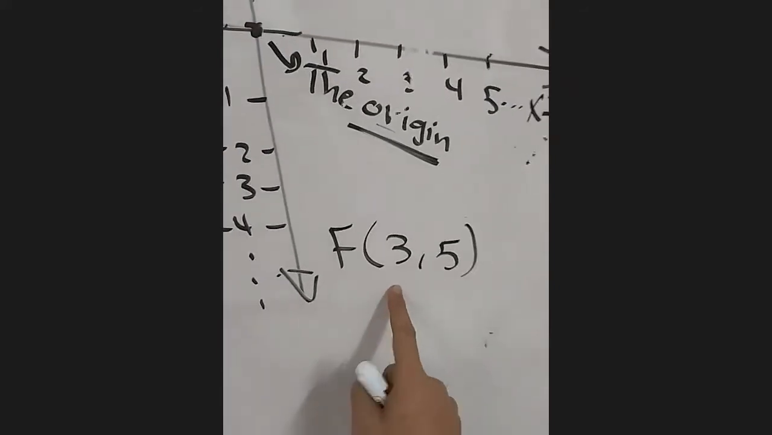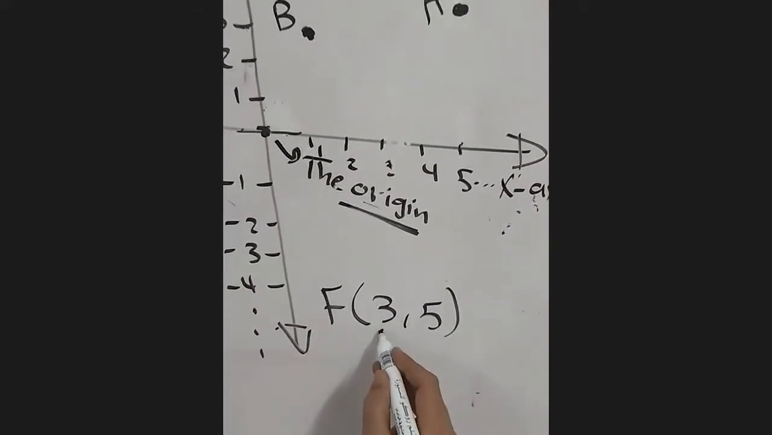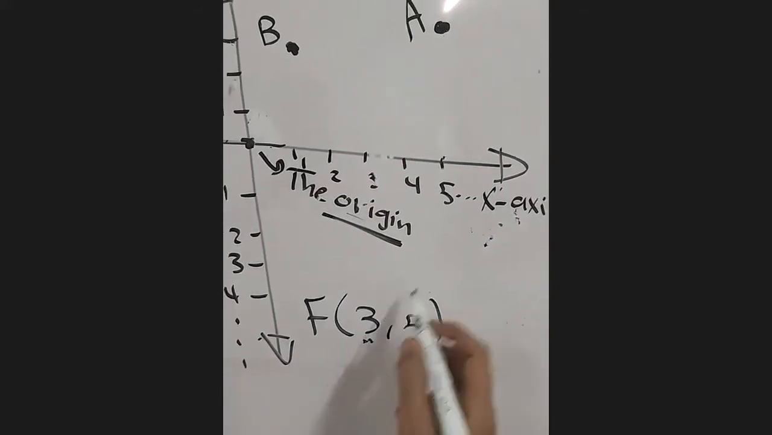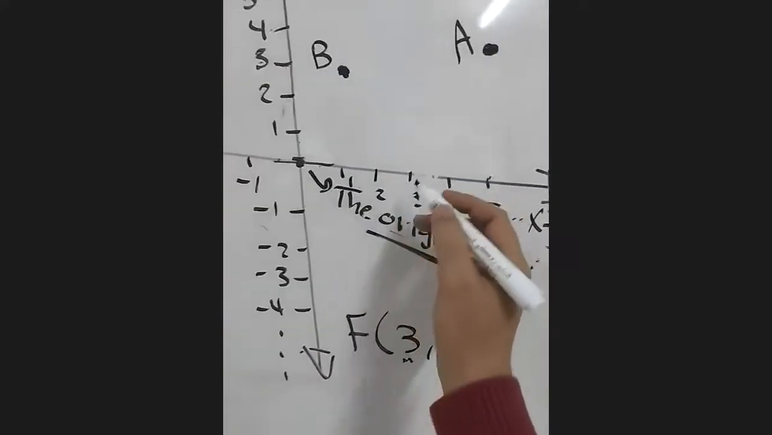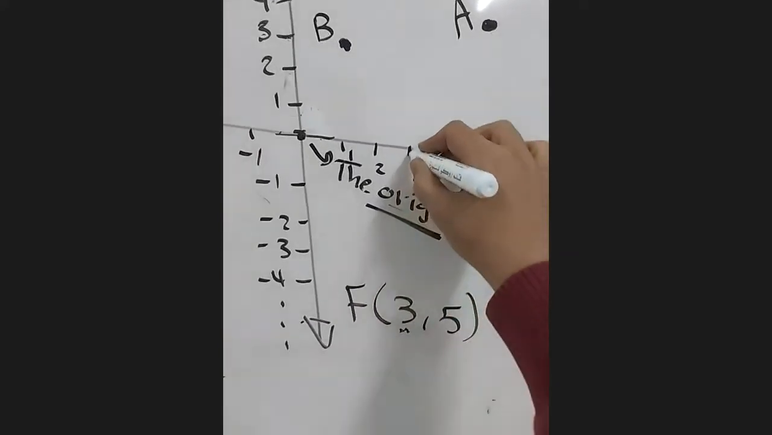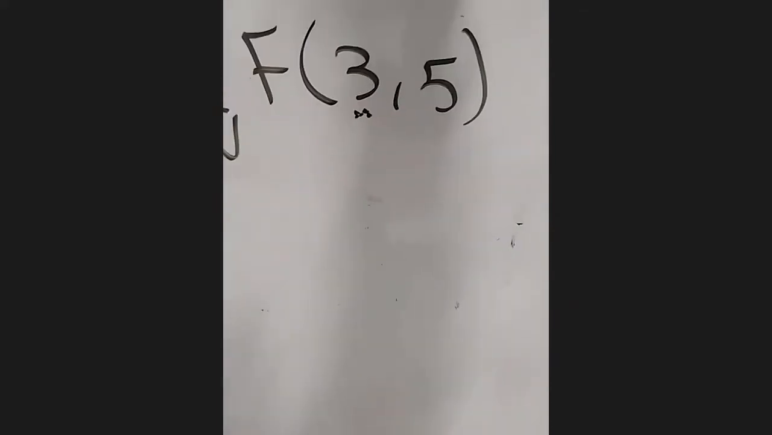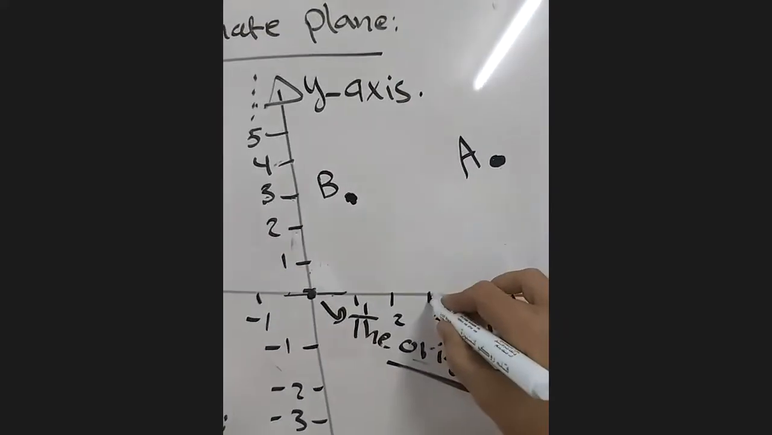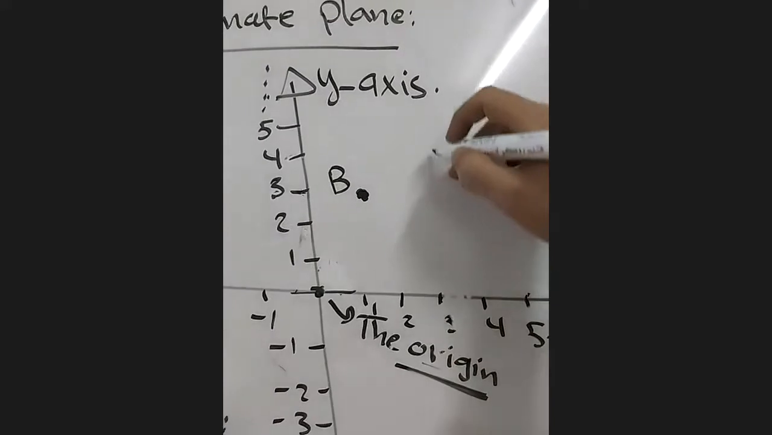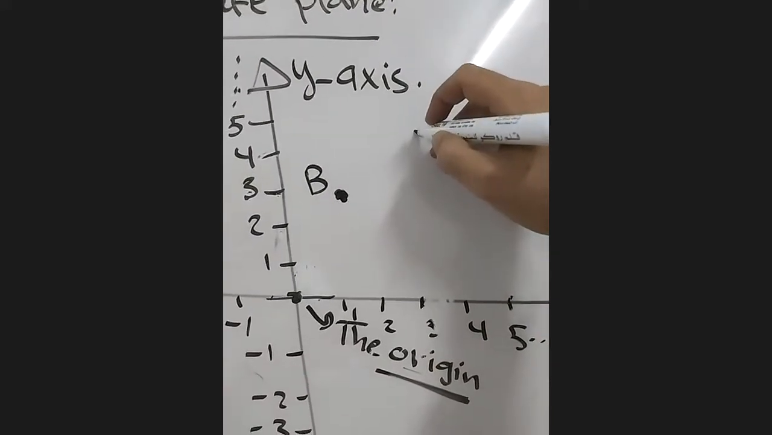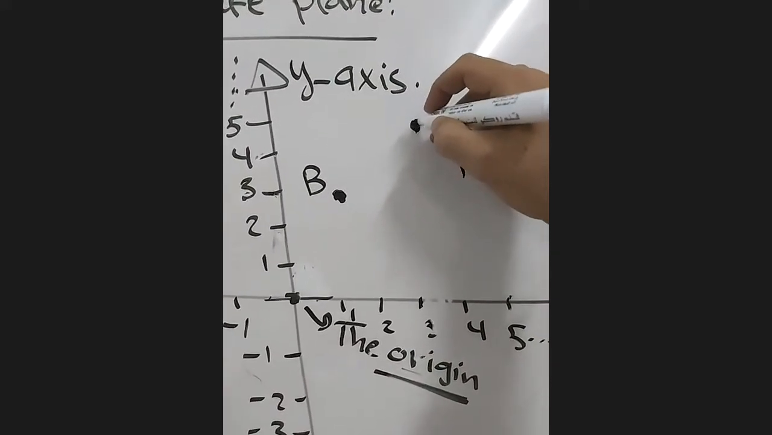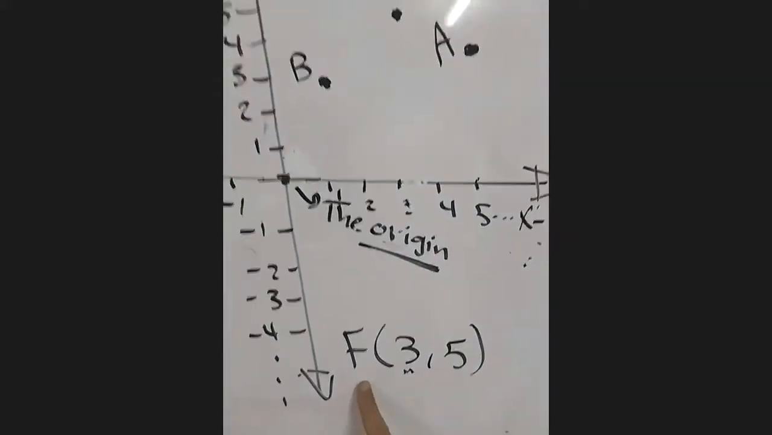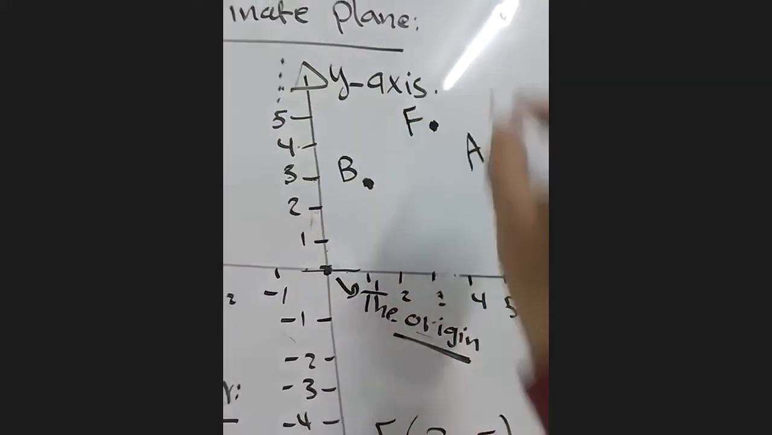So first, I will go to X. X is how much? 3. So I will go to the X-axis and point my pencil at 3 here. The second number is 5. So here I will go up until I get 5. Then I put my point. So the point F is located here.